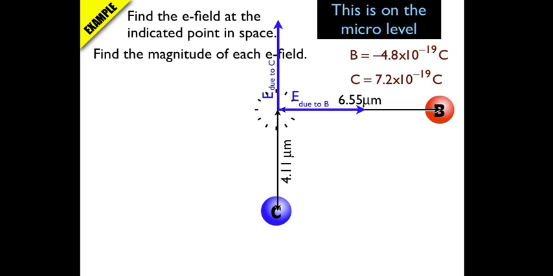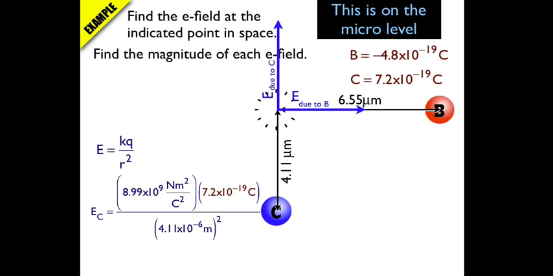Now I'm going to find the magnitude of each of these E fields. To find the magnitude, I'll use my formula: E is equal to kQ over r squared. I'll first find the magnitude for C. So the 8.99 times 10 to the 9 newton meter squared over coulomb squared, times C's charge, divided by the distance between C and the point in space. That gives me 383.1850 newtons per coulomb.